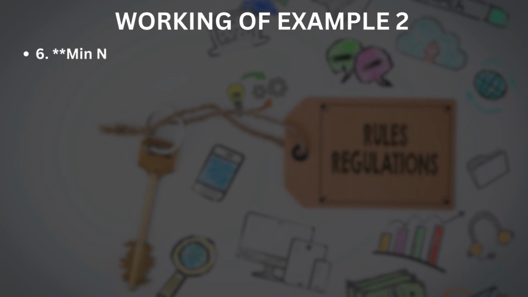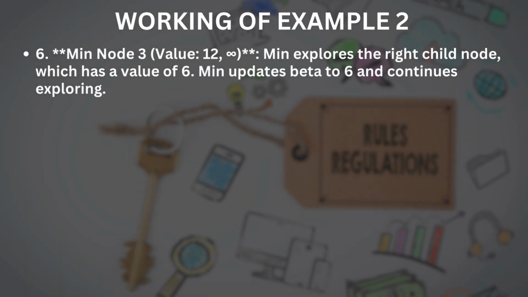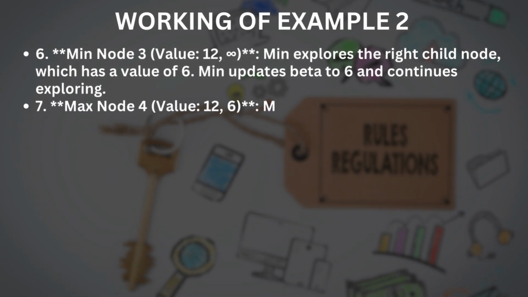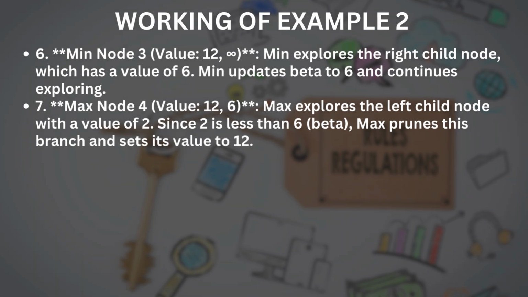Min node 3, value is 12 and infinity. Min explores the right child node which has a value of 6. Min updates beta to 6 and continues exploring. Now, in the next step, max node 4, value 12 and 6. Max explores the left child node with a value of 2. Since 2 is less than 6, max prunes this branch and sets its value to 12.